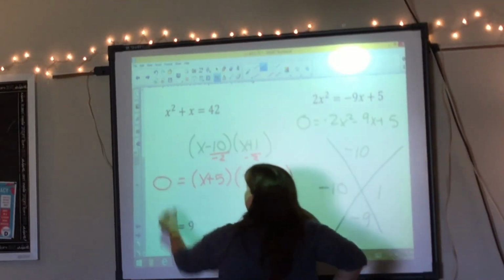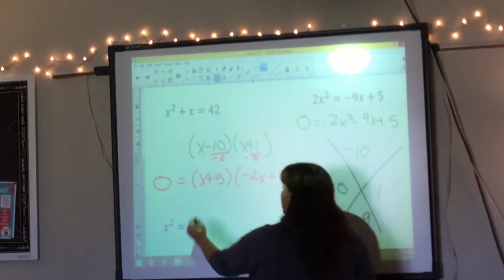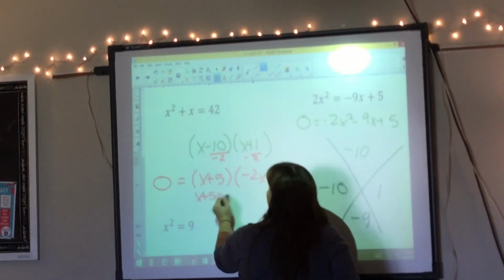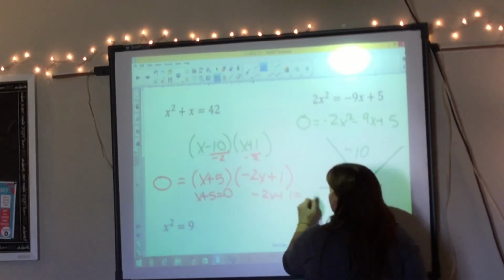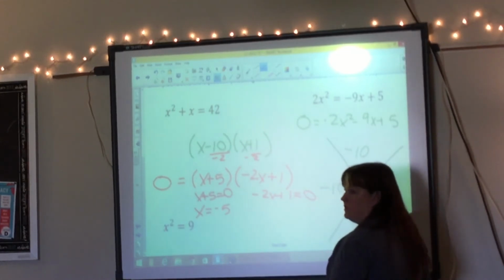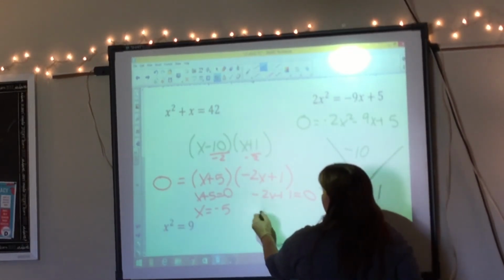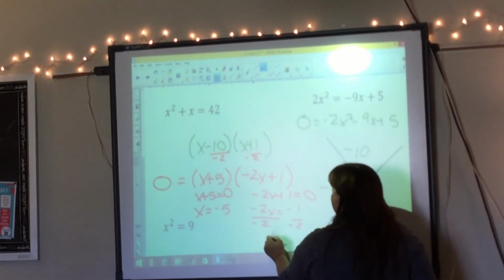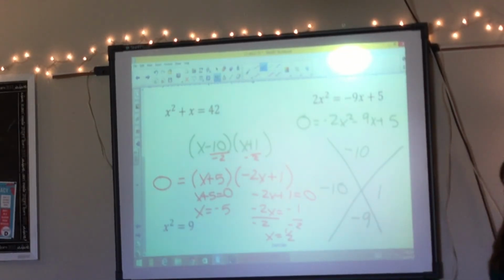So then how did you get to 0? So these equal 0, and remember the zero product says either this equals 0 or this equals 0. So I set them both equal to 0. x plus 5 equals 0, or negative 2x plus 1 equals 0. So I have x equals negative 5 is one option that would wipe my whole equation out, right? Or I have negative 2x equals negative 1, divide both sides by negative 2, and I have x equals 1/2. Yes or no?